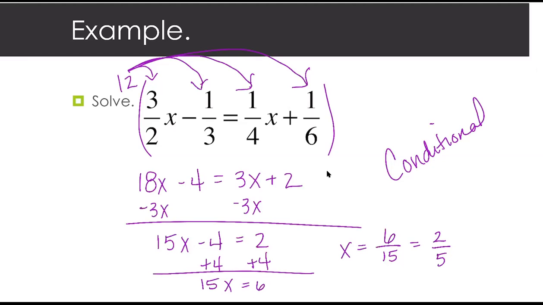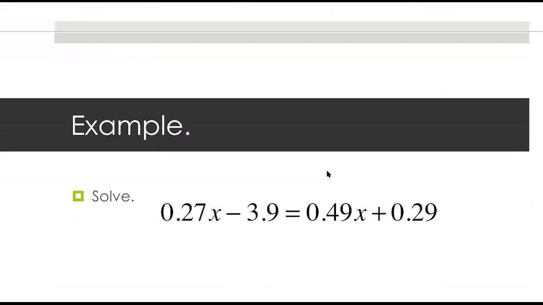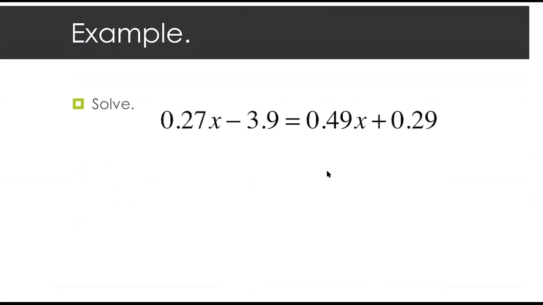Questions on any of the examples that we've looked at so far? The next one here we're gonna do, it's just dealing with decimals. Again, you can get rid of all your decimals if you want. We could multiply everything through by 100 if you wanna get rid of the decimals. If you don't mind dealing with the decimals, you can just leave them. And that's kind of how I'm gonna approach this one.